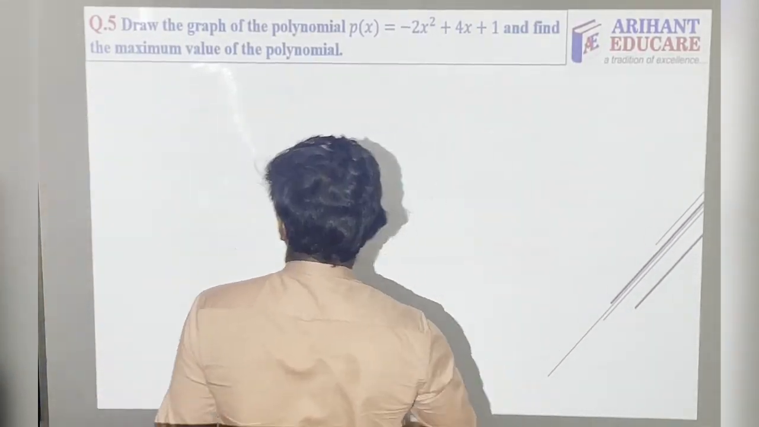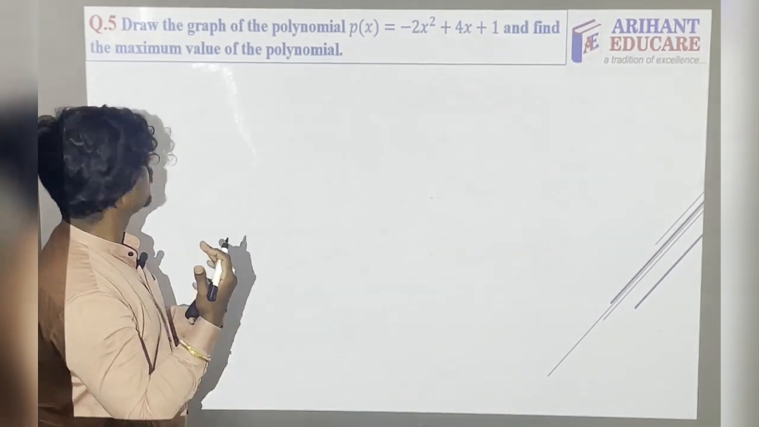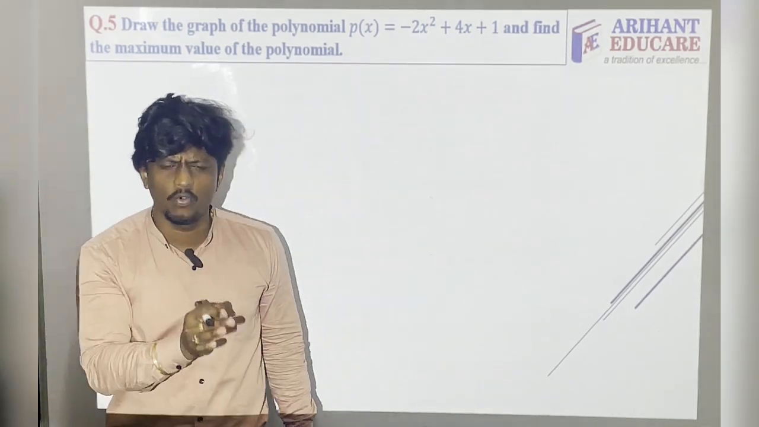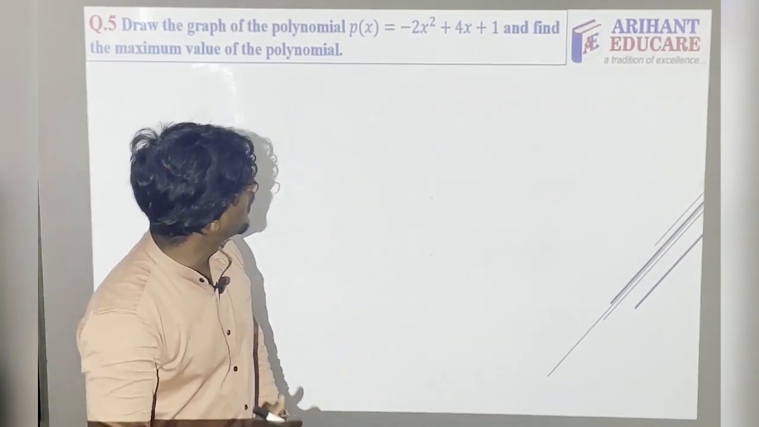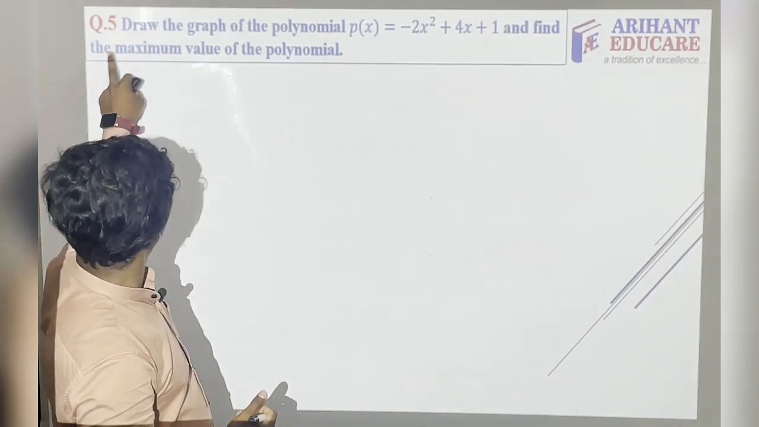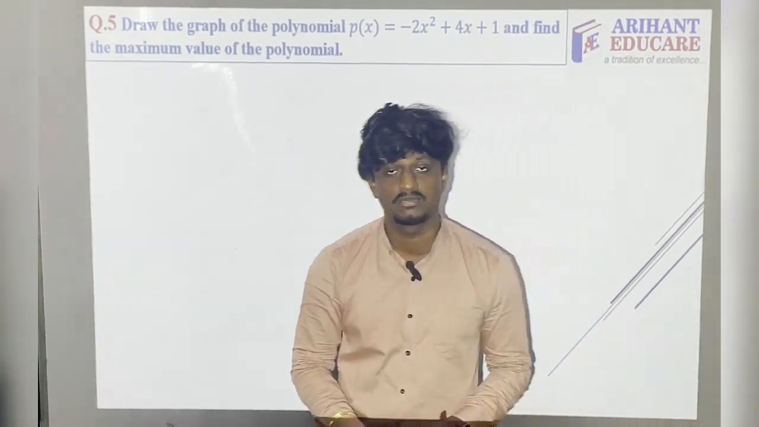Okay, it says, draw the graph of the polynomial. Okay, they're asking us to draw. Okay, fine. P of x is equal to minus 2x square plus 4x plus 1. Okay, I understand it's, I would suggest, obviously a quadratic polynomial. And find the maximum value of the polynomial. A new question. You've never heard of this question, right?